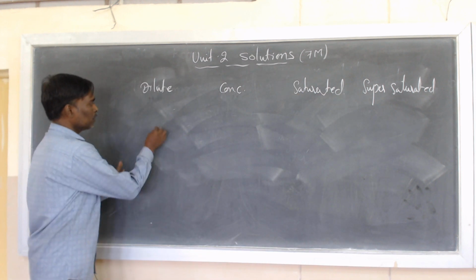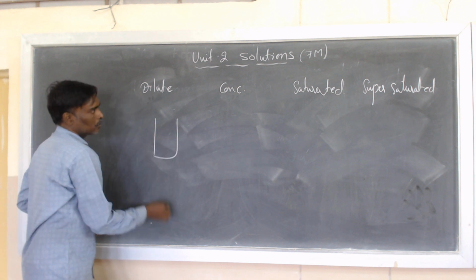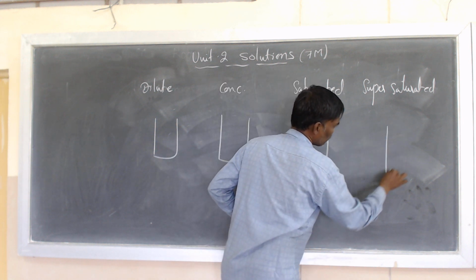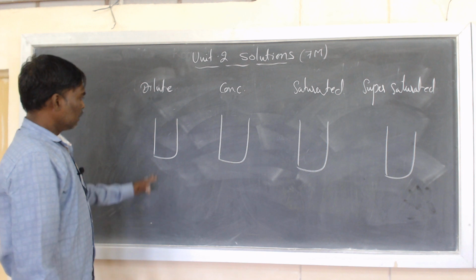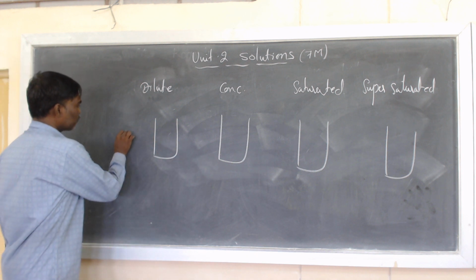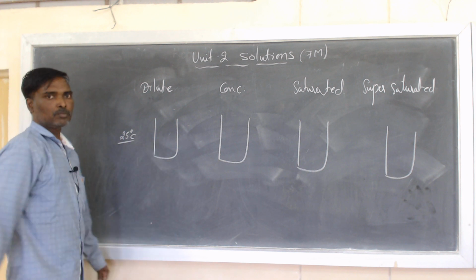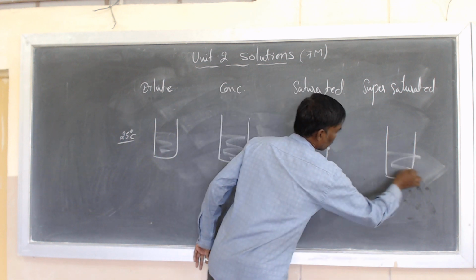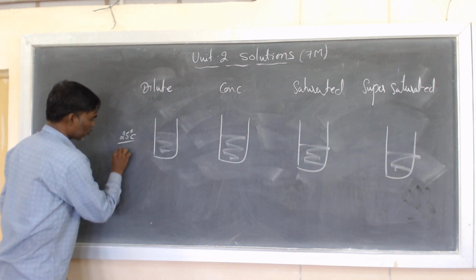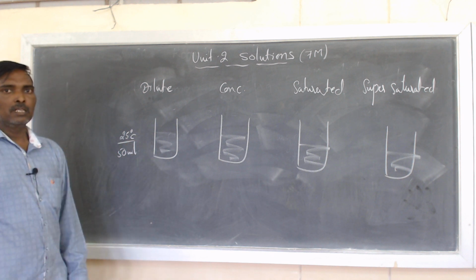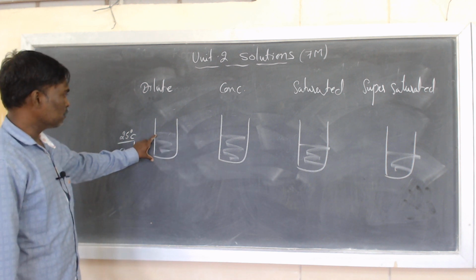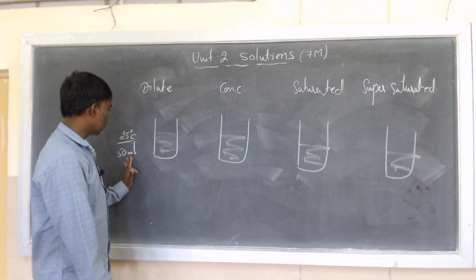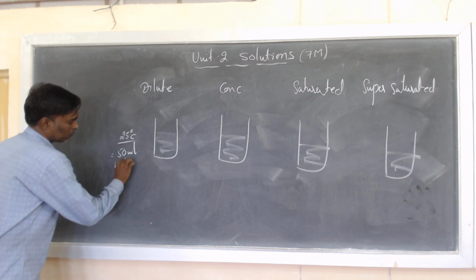So for that, let me take one beaker. Here I'm taking the beakers to prepare all these types of solutions. All these beakers are kept at a temperature of 25 degrees Celsius, normal room temperature, and in all these beakers I kept 50 ml of water. The second beaker has the same volume of water. In the third and fourth, all the beakers, the solvent is the same: water, 50 ml.